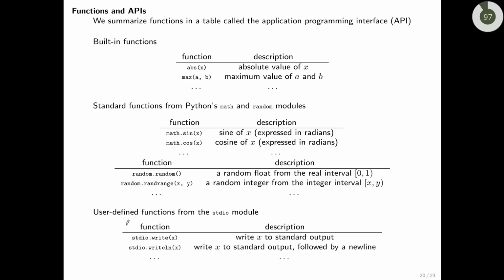Here is the API for the Stdio module that we have been using for producing output. Okay. Now Stdio is a user-defined module, right? And here is its API. So the write function takes a message x and simply writes it out without a new line at the end. And then writeln takes a message x and writes it with a new line character at the end.